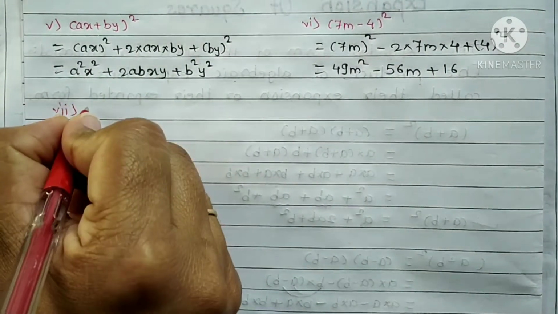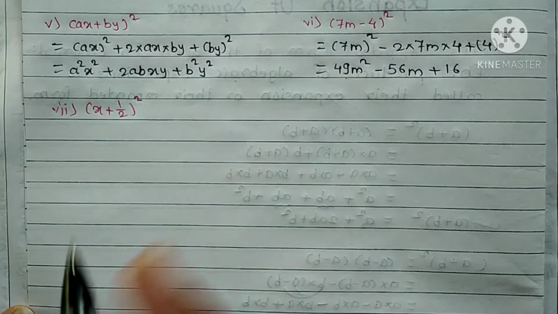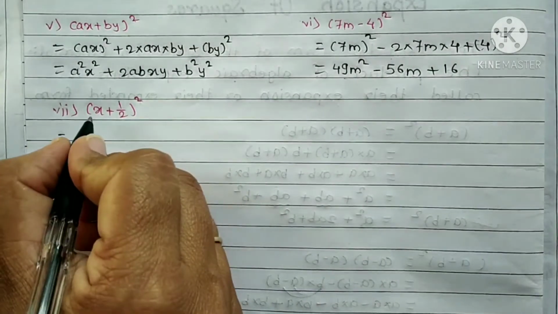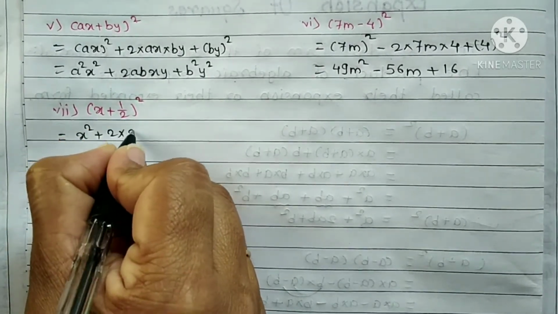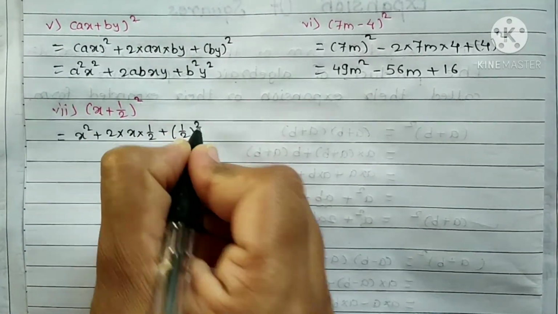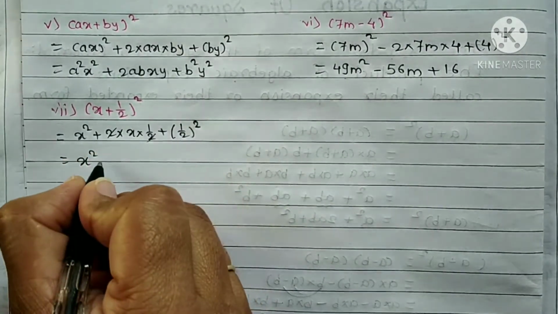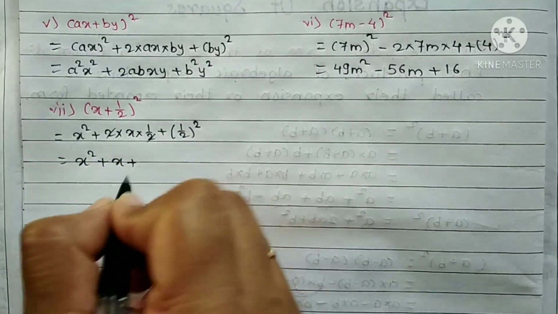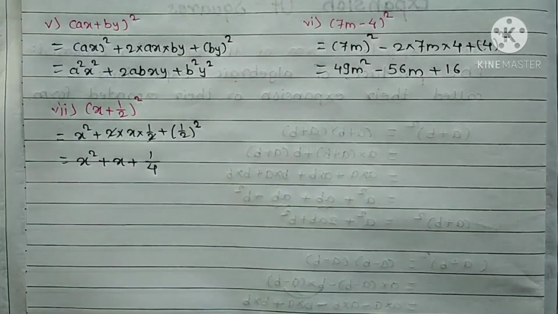Now next is (x plus 1/2) bracket square. Here a is x and b is 1/2. So let's see, that is x square plus 2 into the first term into the second term, plus the second term square, that is (1/2) square, which is equal to x square. Here the 2 gets cancelled, remains only x, plus (1/2) bracket square, that means 1 square upon 2 square. 1 square is always 1 and 2 square is 4.